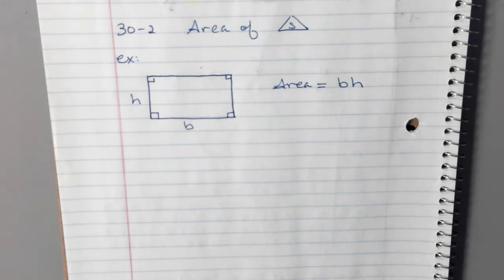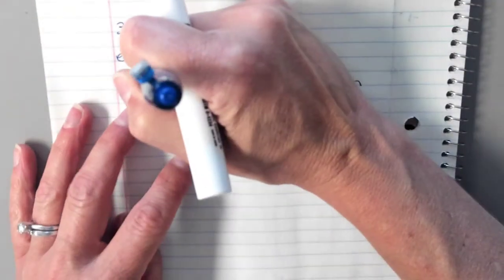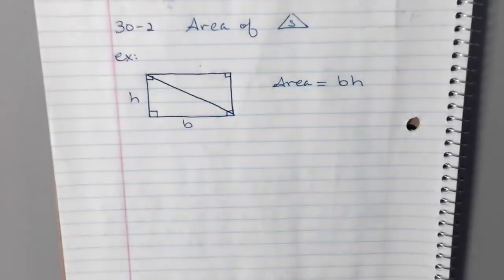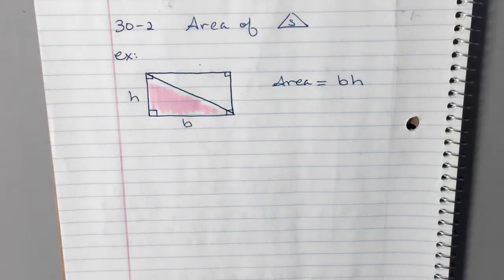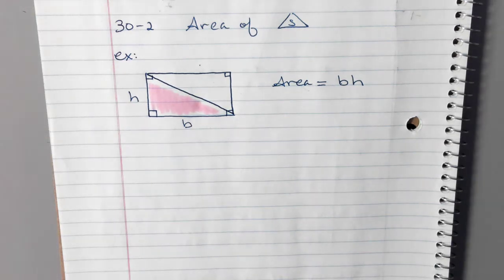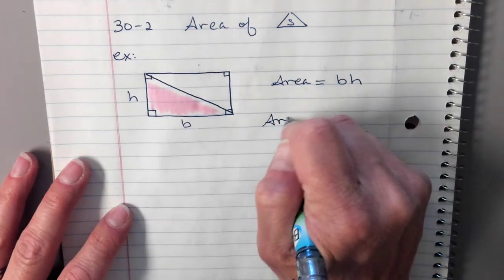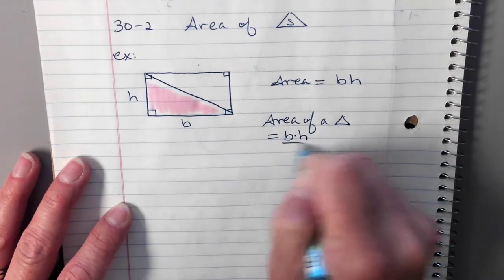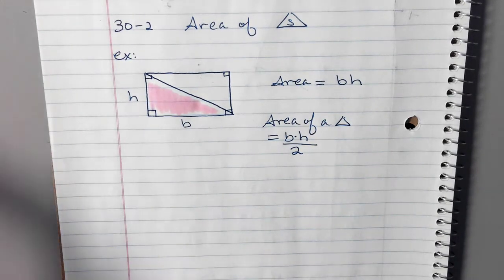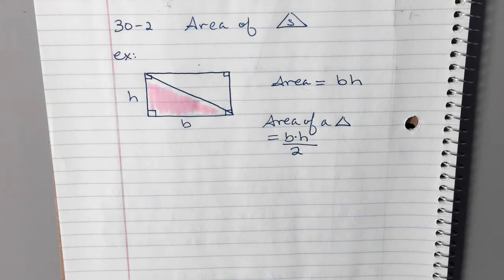So what I'm going to do with this rectangle is I'm literally going to cut it into two. And I want us to focus on the area of that bottom triangle, which, by the way, would be the area of the top triangle as well, because I'm literally cutting this rectangle in half. I'm just doing it on the diagonal. So the area of a triangle is equal to base times height divided by 2, because we're cutting our rectangle in half. That's not so bad. And I know you guys have done this before.